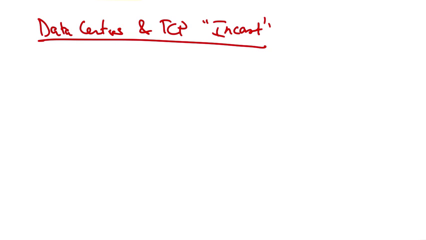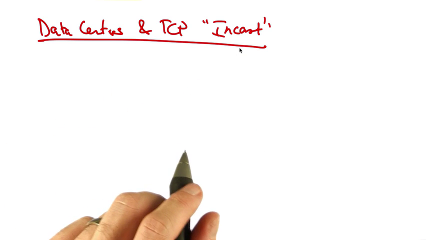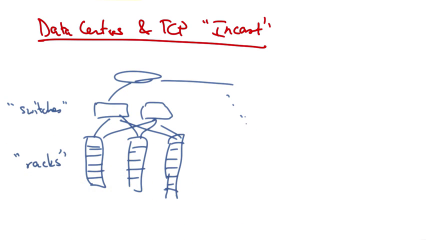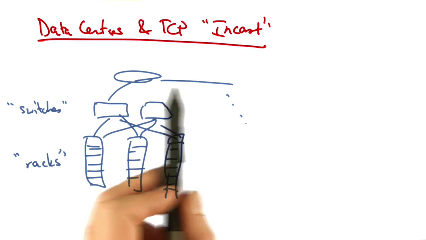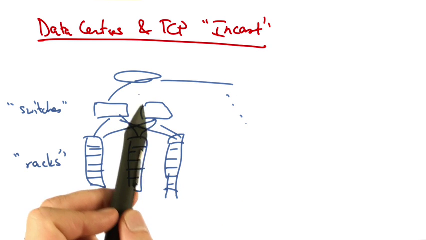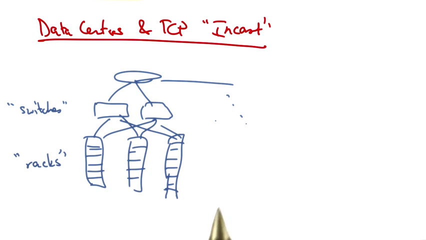We'll now talk about TCP congestion control in the context of modern data centers, and we'll talk about a particular TCP throughput collapse problem called the TCP Incast problem. A typical data center consists of a set of server racks, each holding a large number of servers, the switches that connect those racks of servers, and the connecting links that connect those switches to other parts of the topology.